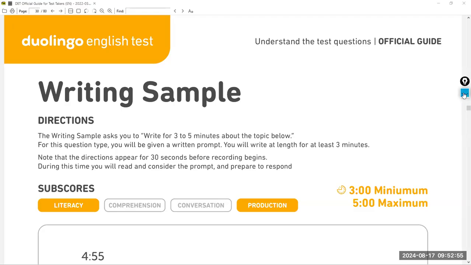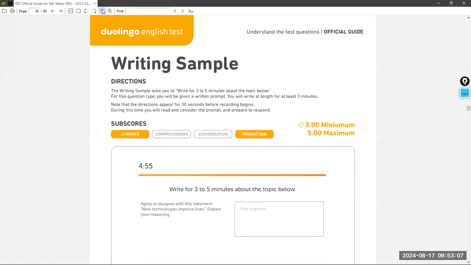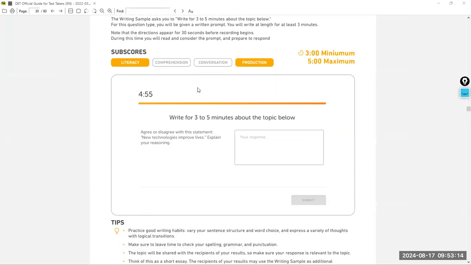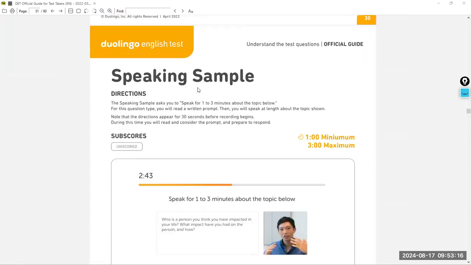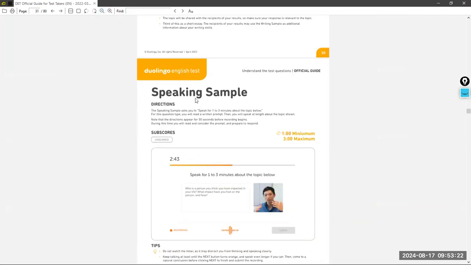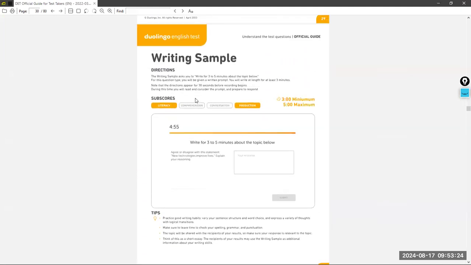Hello guys, so today we are going to talk about the writing sample in the Duolingo exam. Before we go into details, let me tell you something which is really important. Keep in mind guys that the last two modules in the Duolingo exam are the writing sample and the speaking sample. Keep in mind that both of them are the same. I mean, both of them are ungraded.